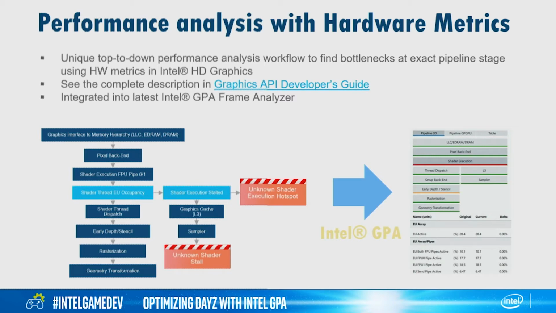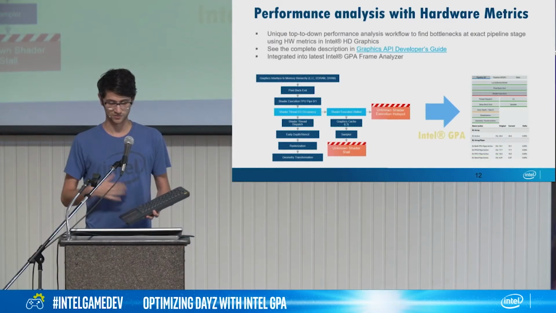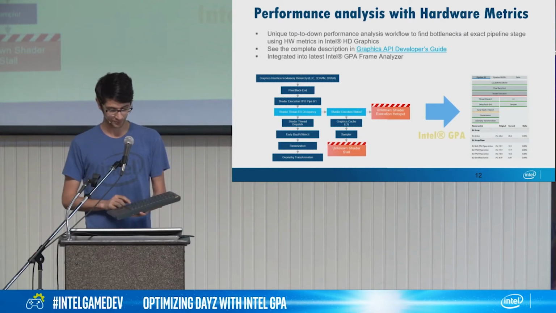And what's nice is, once you know where the bottleneck is, you might ask, what would I do if I have a shader execution stall? It gives you tips to say, okay, this is what you should try to do. Like if it's a sampler, change your memory access patterns, things like that. So you should be able to work through this, and it has some decent tips on there for you.